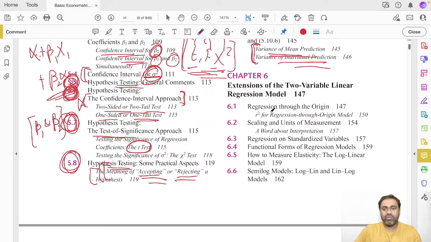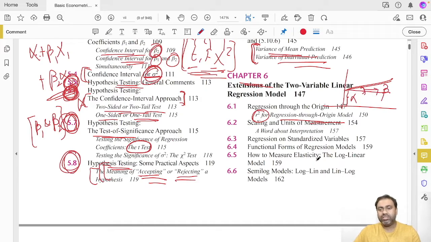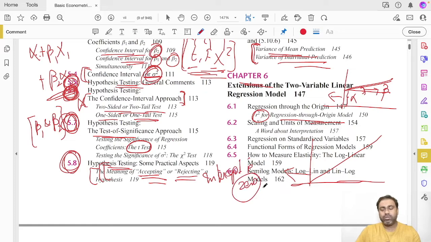Now, the second concept is related to, again, in this chapter number 6. This is the regression to origin model. So what does this mean? We usually say this is our regression line where this is your alpha, and if we look at this slope, so this becomes beta. Now, how does this change when the alpha, or we can say intercept, is 0? So when intercept is 0, we say regression to origin.